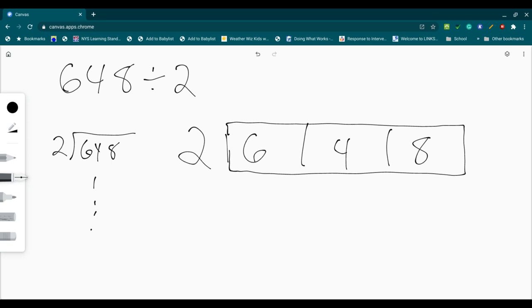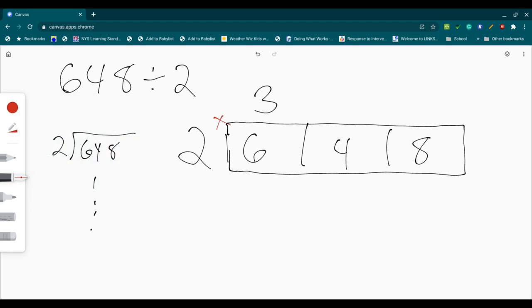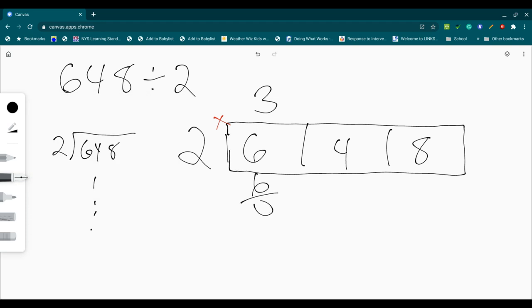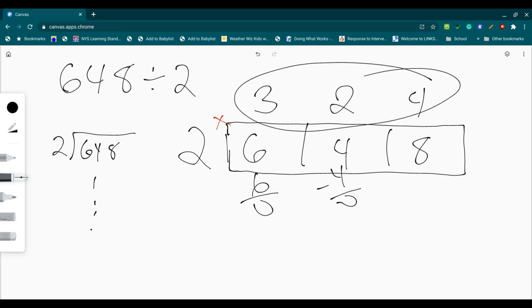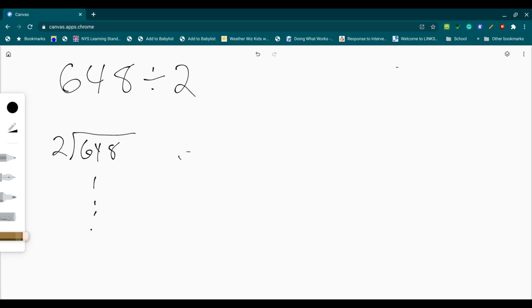Okay. Now, how many times does 2 come out of 6? Well, 2, 4, 6. I can take it out 3 times. And if you want to put your little x here just to remember that you're doing multiplication, that's a good trick there. 3 times 2 is 6, so 0, no leftovers, no remainders. So now I got my 4. How many times does 2 come out of 4? Well, that's an easy one, 2 times. Again, 2 times 2 is 4. Subtract them, it's 0. Okay, now how many times does 2 come out of 8? 4 times. My quotient is 324.